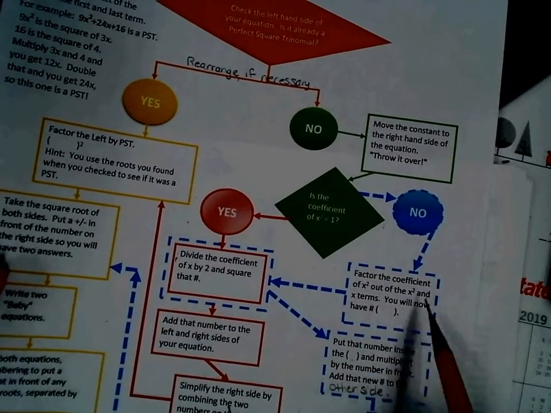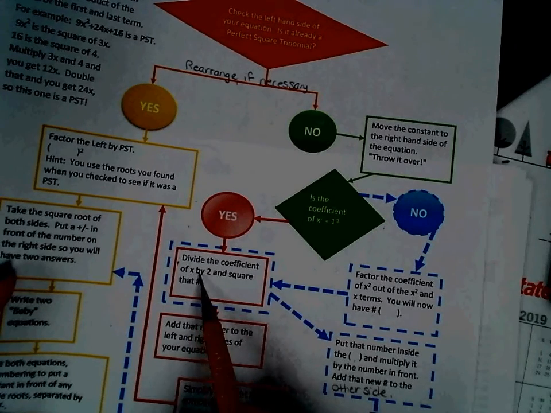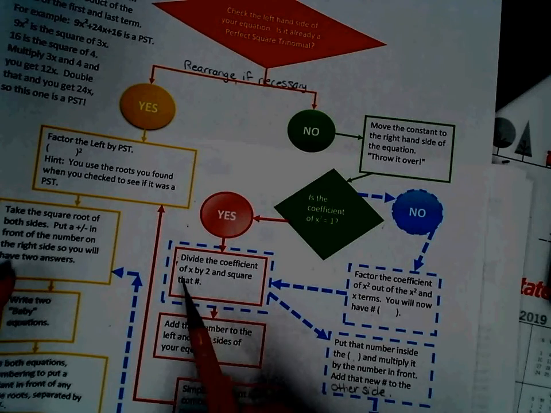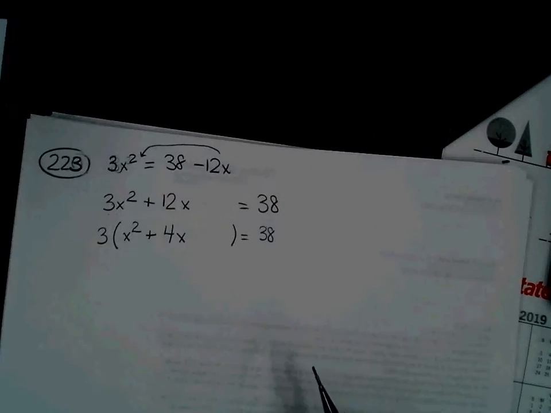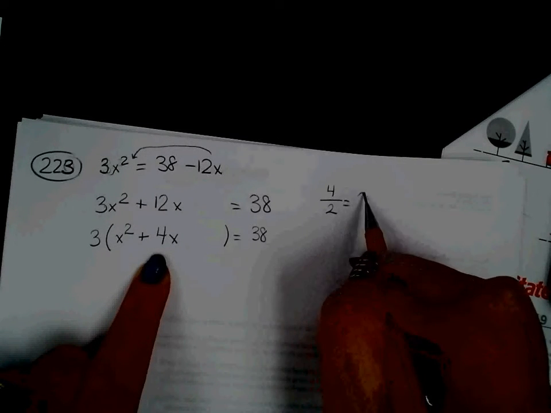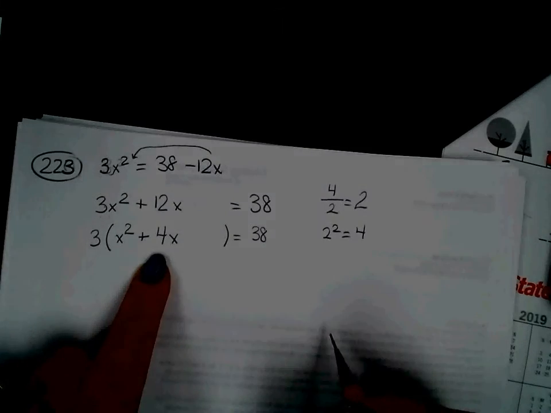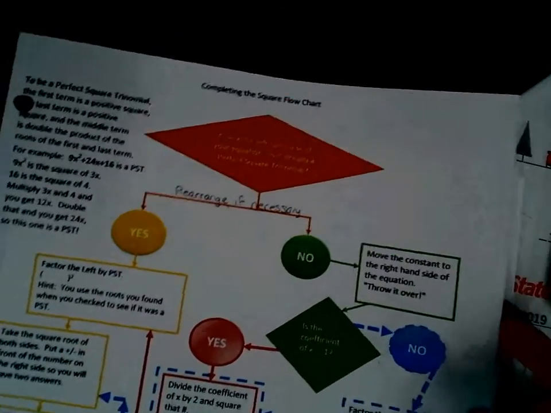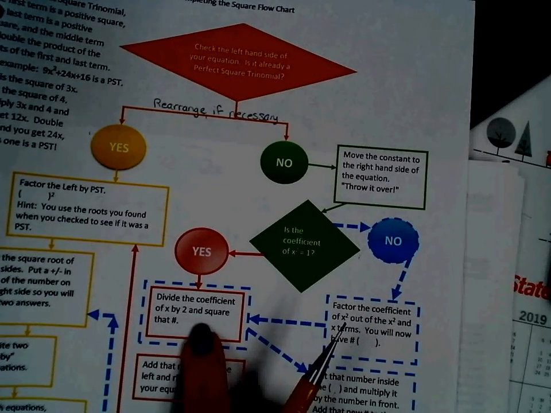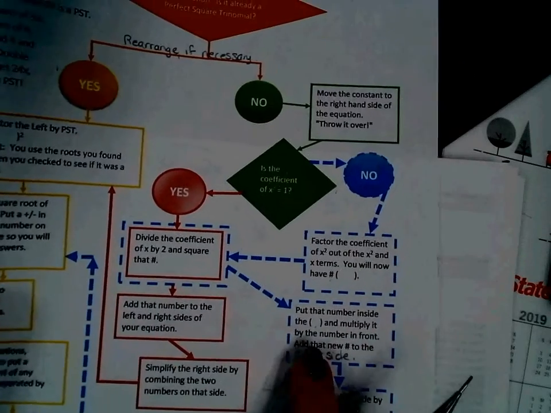So I follow the blue arrow and it says divide the coefficient of x by 2 and square that number. So the coefficient of x is 4. 4 divided by 2 is 2. 2 squared is 4. This step told me to divide the coefficient of x by 2 and square that, and I did. Now I follow the blue arrow back over here, and it says put that number inside the parentheses.